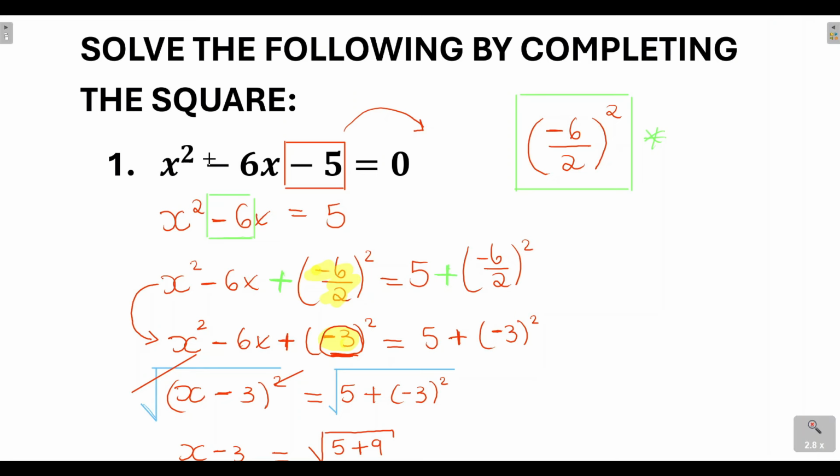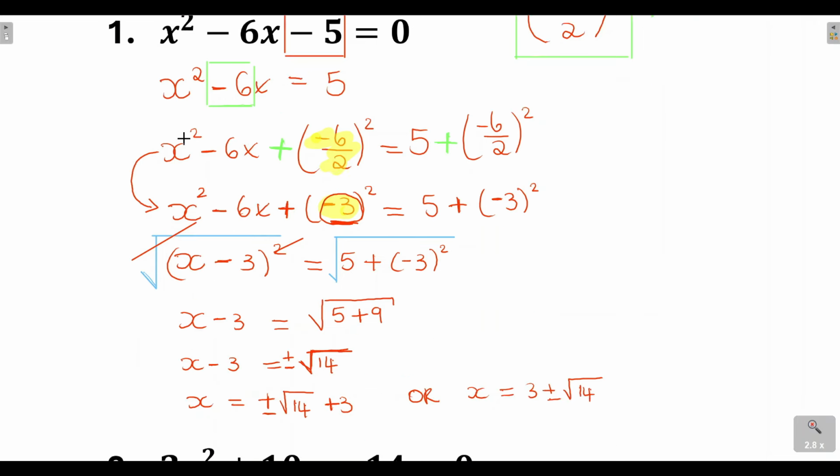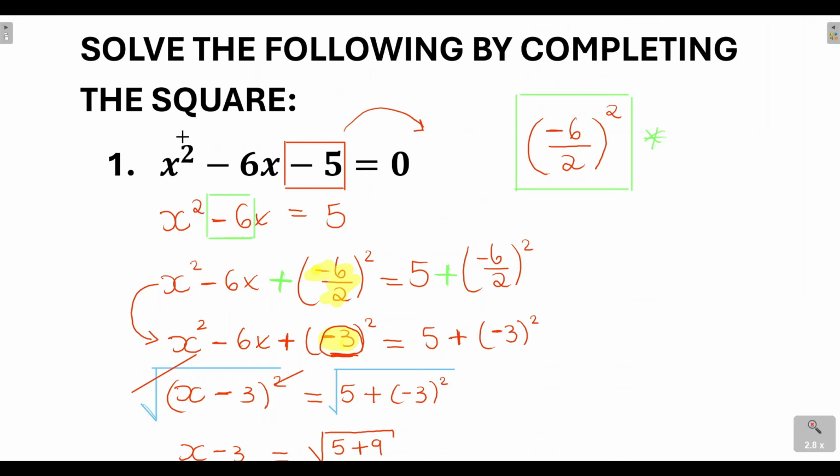So that is basically how we need to go about solving a quadratic equation by completing the square. I hope I didn't lose anyone. I hope you guys understood this question, and how we need to go about solving a quadratic equation by completing the square.